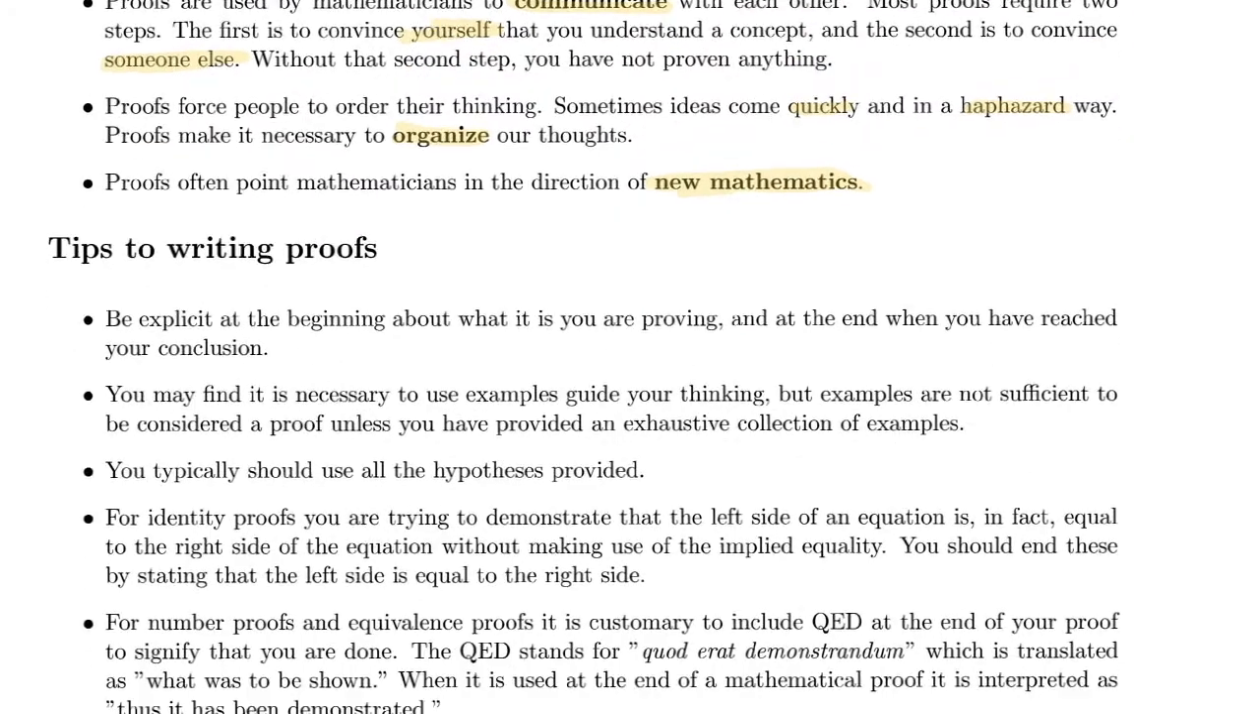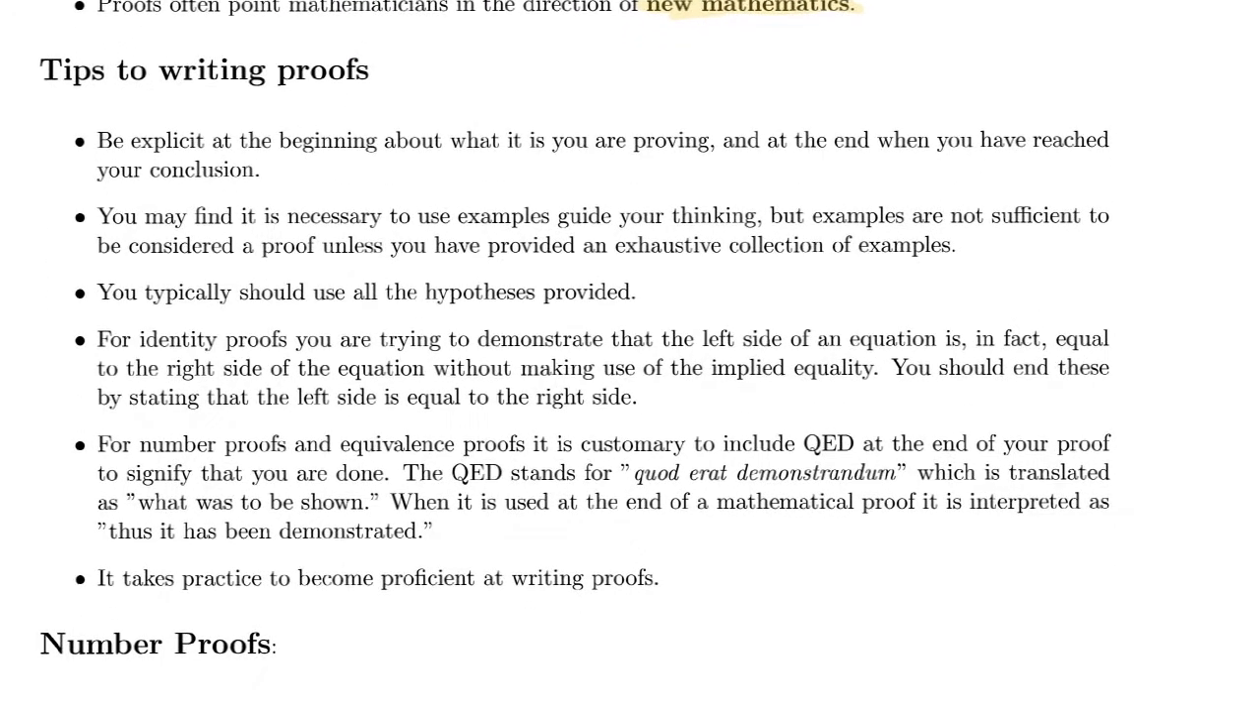So first of all, some tips for writing proofs. Be explicit at the beginning of the proof about what it is you're proving, and then at the end when you've reached your conclusion. So we want to have a really clear beginning and a really clear end, and we're going to help you with that. You might find it necessary to use examples to guide your thinking, and that's fine, but remember that examples are not sufficient to prove something, unless you've got an exhaustive collection of those examples.